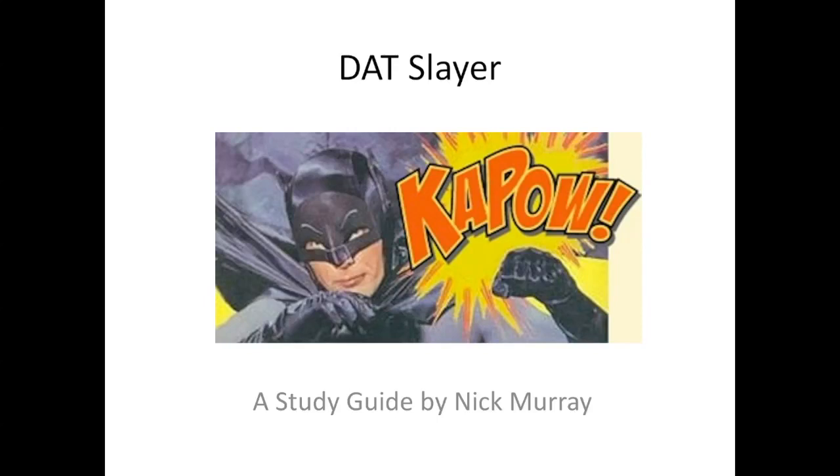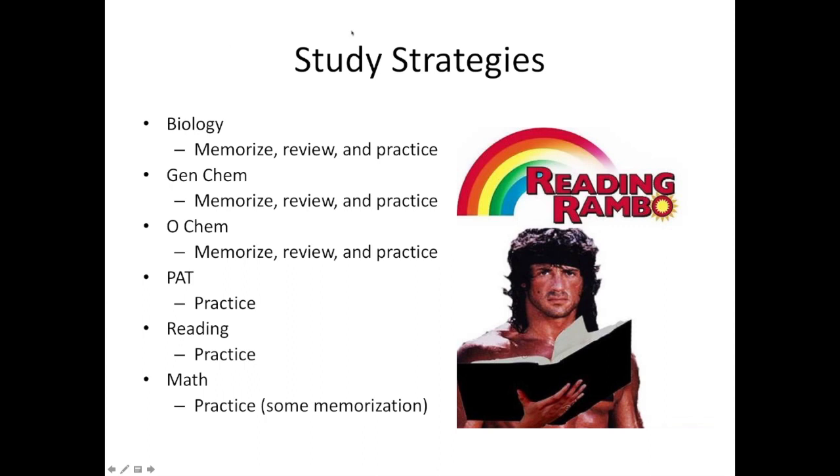This is part 3. Looking forward to what we'll talk about now, study strategies. For biology, you're going to memorize, review, and practice. For Gen Chem, same thing. OChem, same thing. For the perceptual ability test and reading, it's basically just straight practice. There's no memorizing or reviewing that you can really do here. For math, there's going to be some memorization and review, but mostly practice as well.